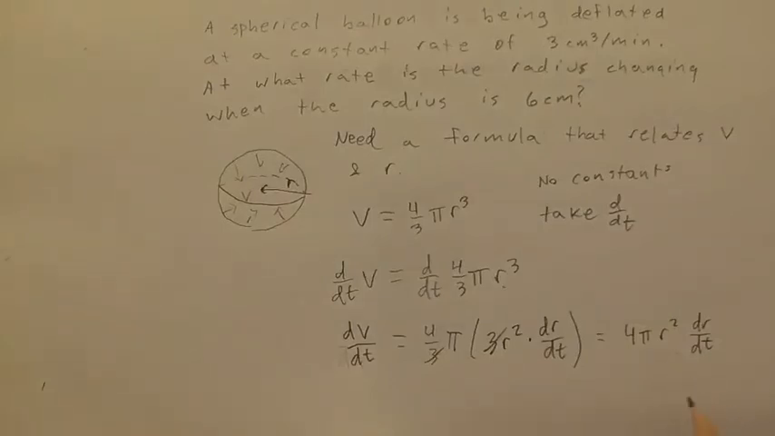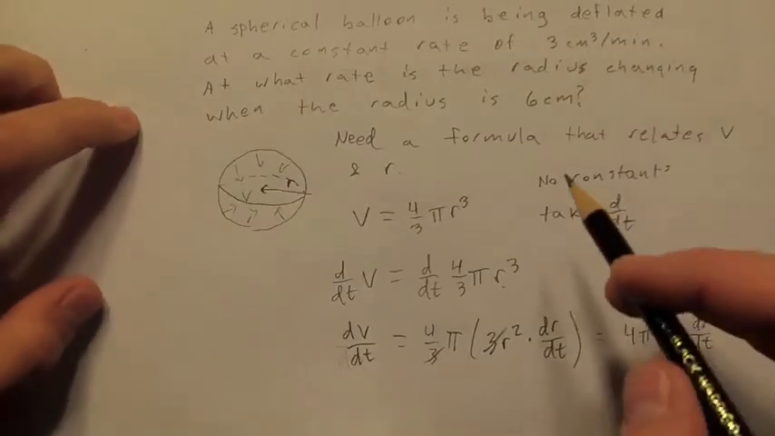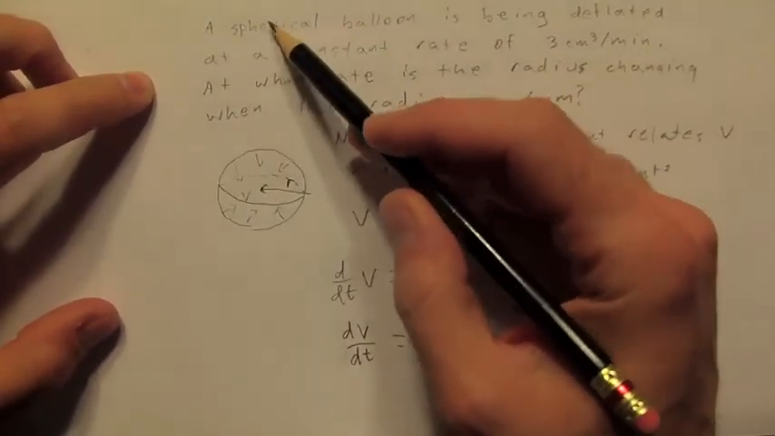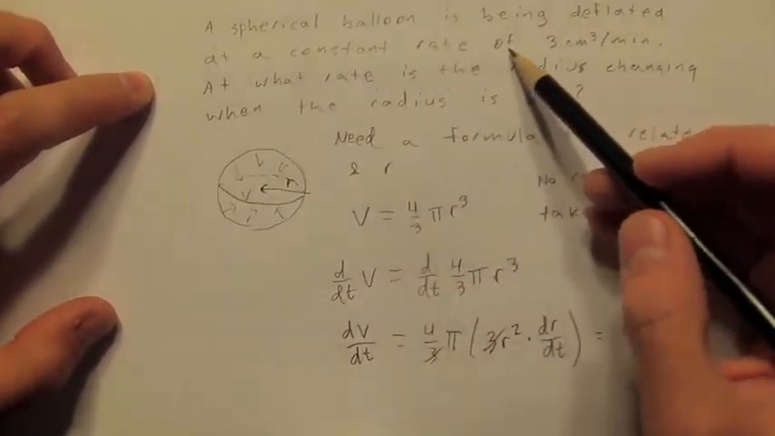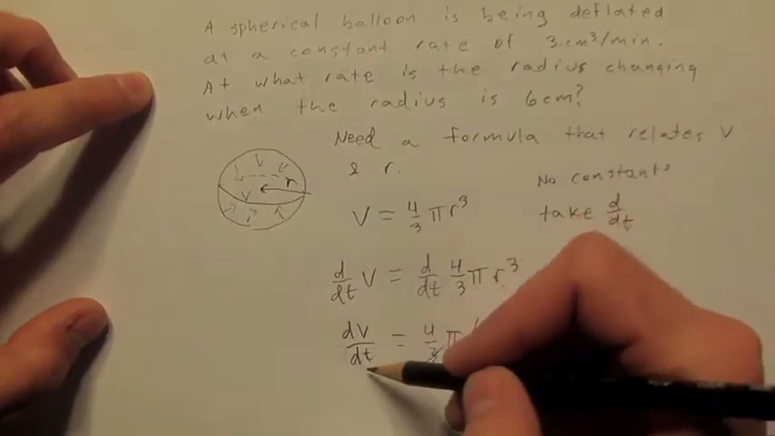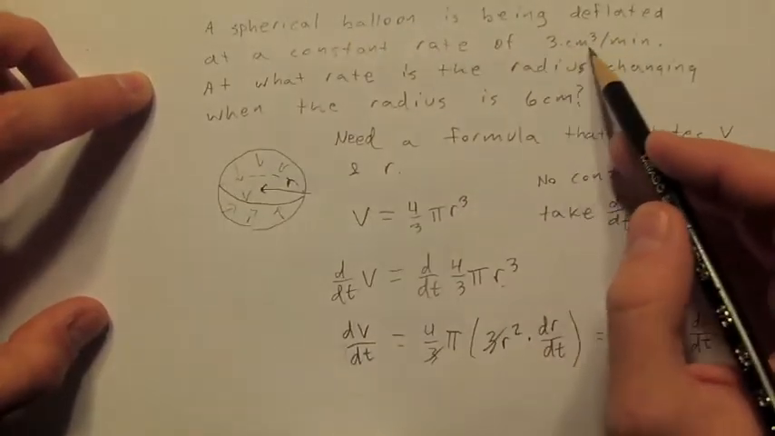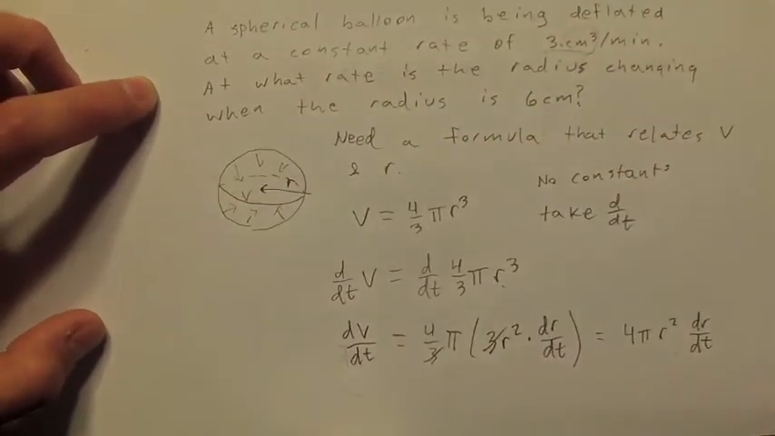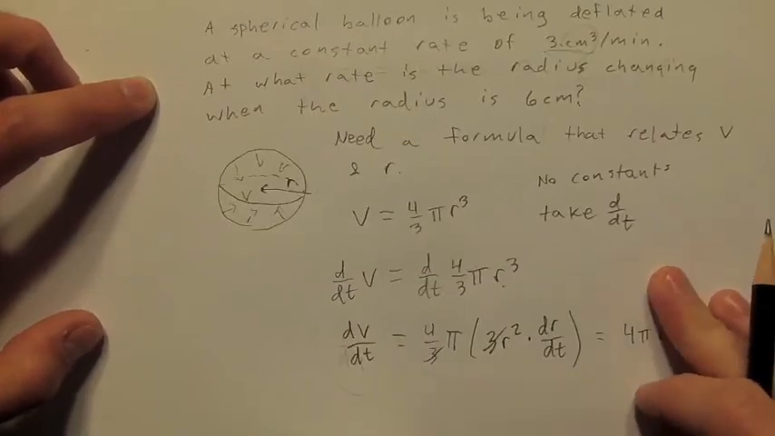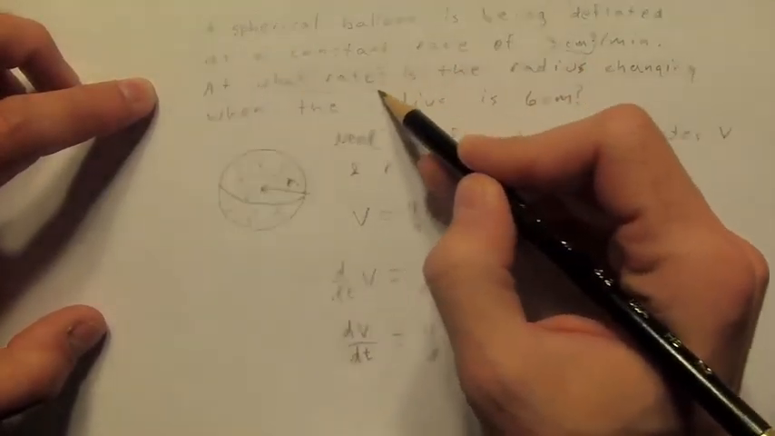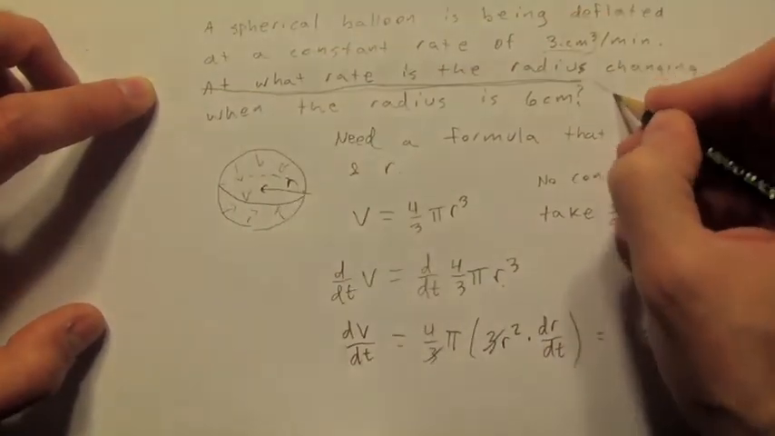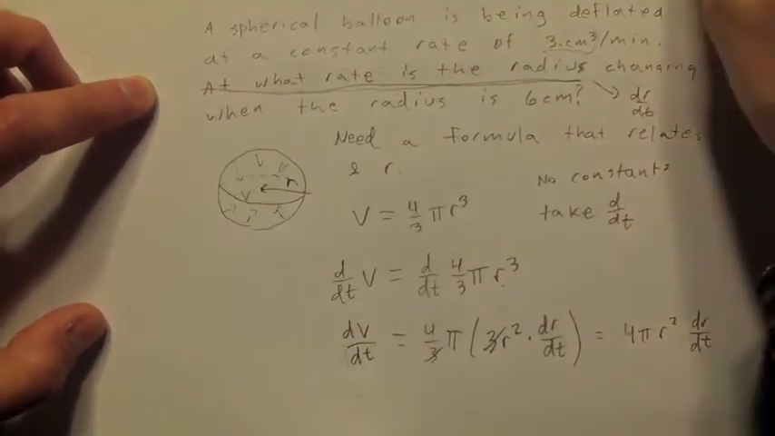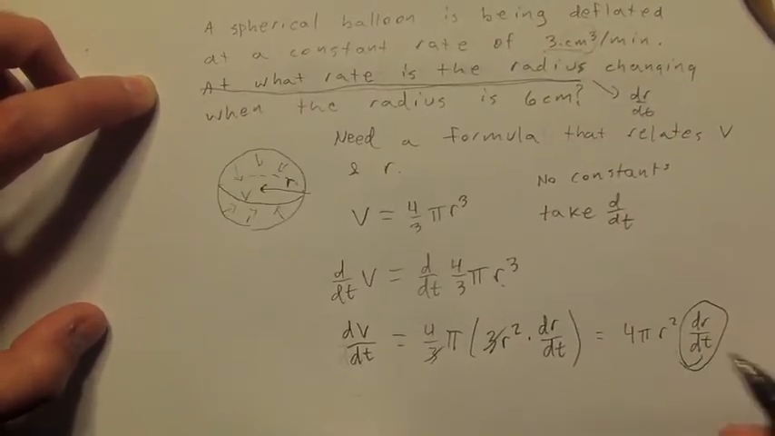Now, of course, I could go ahead and move things over first and then plug in. That's what I usually like to do. But let's see here. What am I told? Okay, I'm told that the spherical balloon is being deflated at a constant rate of 3 cubic centimeters. So I'm given dV/dt, right? That's the volume. You know that because that's cubic centimeters. What rate is the radius changing when the radius is 6 centimeters? At what rate is the radius changing? That's a key phrase to let me know that I'm looking for dr/dt. So this is what I'm looking for.